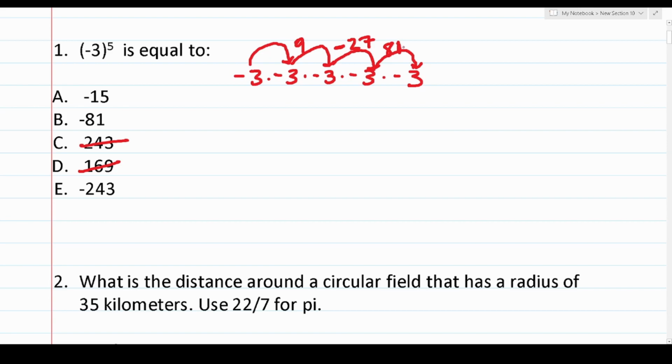We have +81 times -3. Again, a positive times a negative is going to be a negative. And we can do this one mentally pretty easily. 1 times 3 is 3. 8 times 3 is 24. So we can see -3 to the 5th is equivalent to -243 when you work it out. Okay, so that's that one.